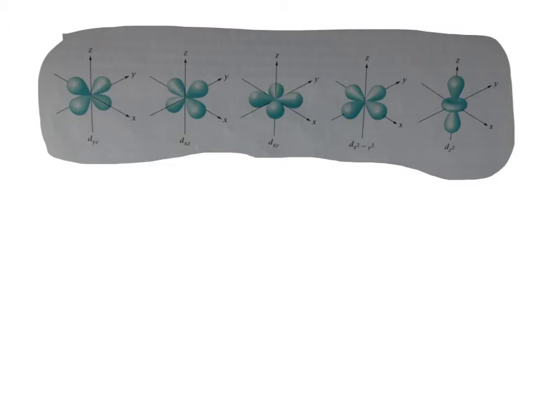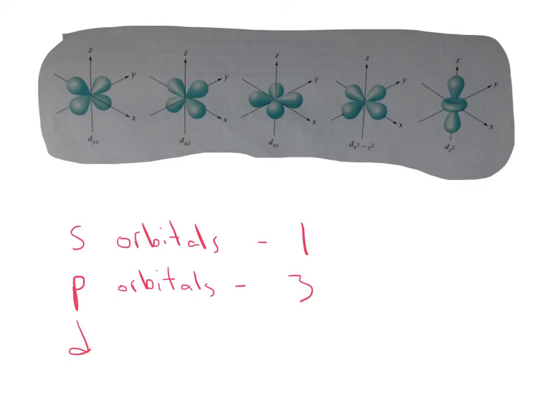So if you remember, s orbitals, you have one of them. p orbitals, you have three of them. Now let's look at the d orbitals. There are 5 of them, and we can see them right here. And again, at the center where the nucleus would be located for a d orbital, there's no chance that you'll find an electron at the nucleus.